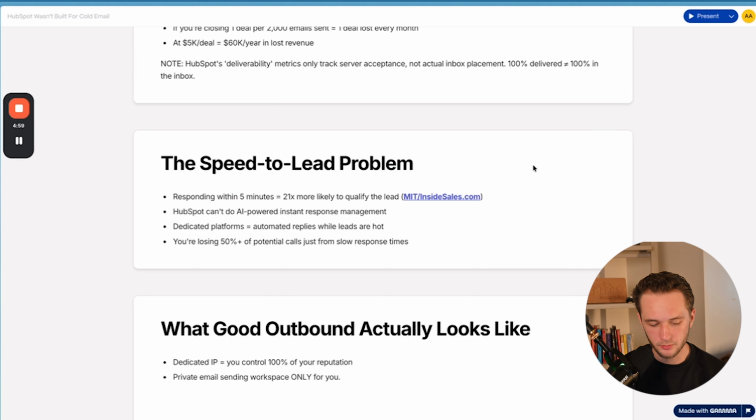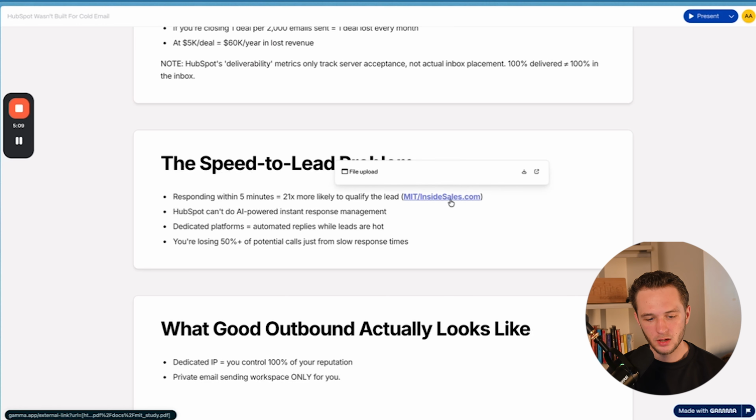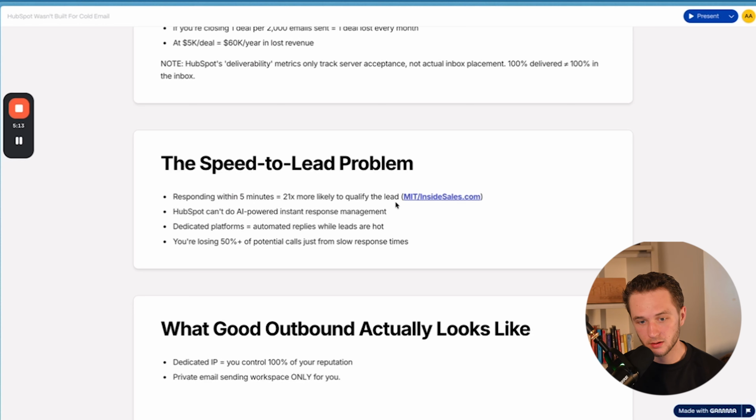Number three at this point, the speed to lead problem. So this is still a big issue with the HubSpot system, where responding within 5 minutes to your cold email positive responses is huge, right? This is a very popular case study. It says it's 21 times more likely to qualify the lead and actually book them into the next step within your sales process if you respond in under 5 minutes, right?